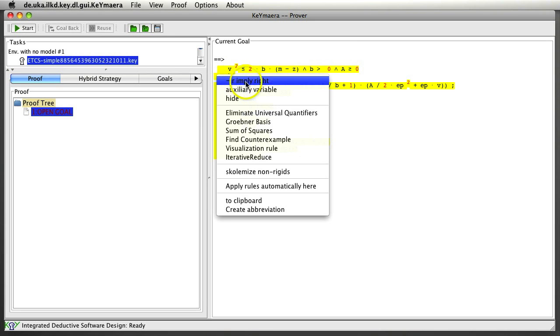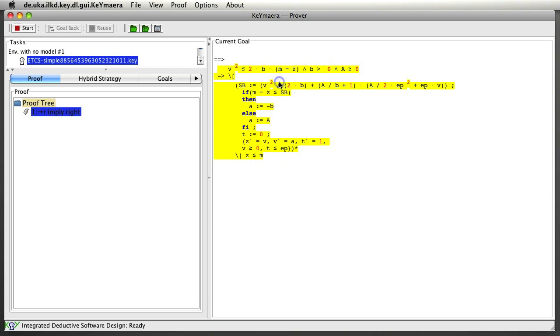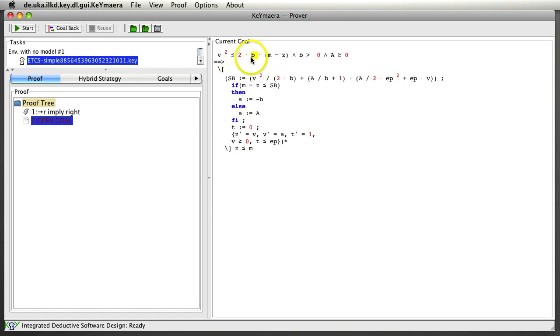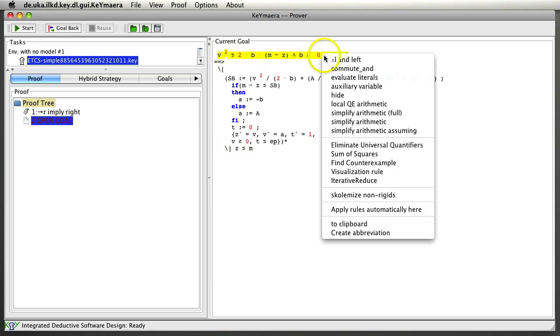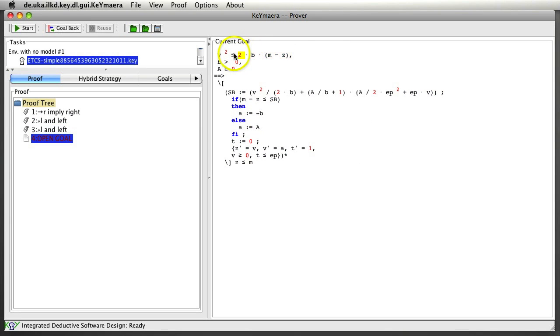So we click on that, and the rule that we want to prove comes up right at the top, and it's the imply right rule. And this just brings this initial condition that we have over to the left-hand side of the sequent. Now it might also be helpful at this point to apply a few and lefts. This just changes the conjunction into commas on the left-hand side. So these are the things that we get to assume.